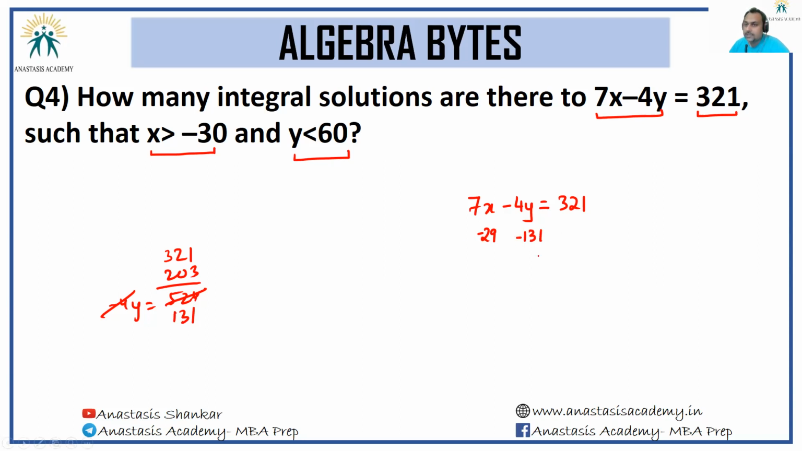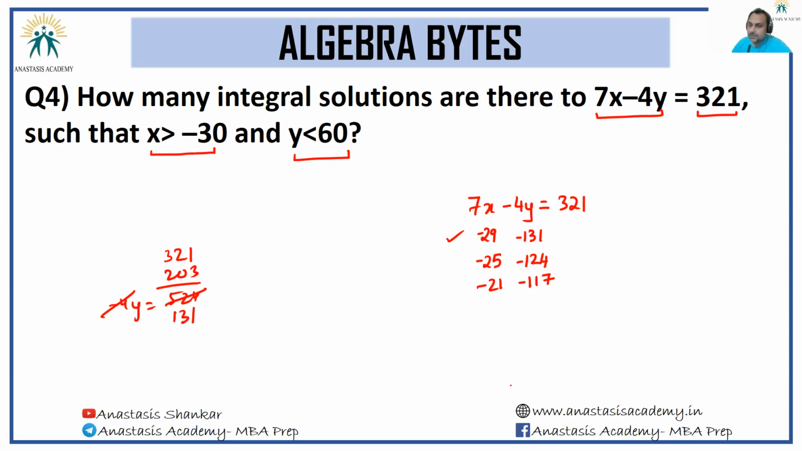This is where our storyline will start. From here on, our cases will begin. Now, every subsequent case would be obtained by increasing x by 4 and increasing y by 7. So this will become minus 25, minus 124, minus 21, minus 117, and so on, because the amount of increase in 7x and the increase in 4y has to be maintained. So this will keep on happening.